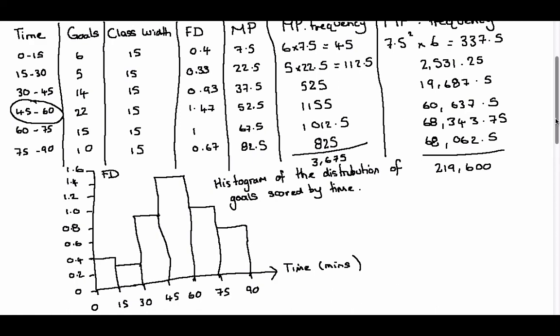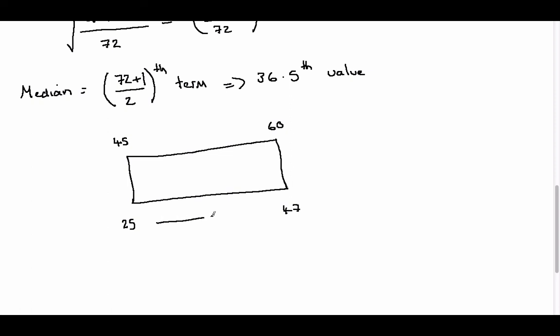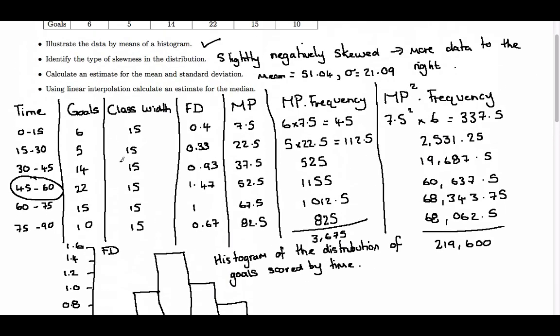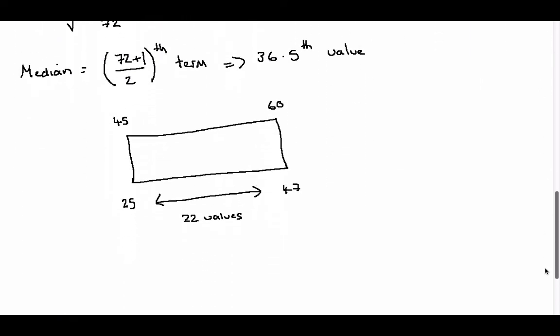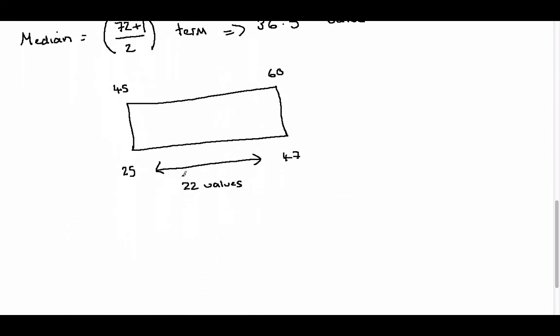So what I do, I draw a box. So the 45th minute and the 60th minute, and that is 25 up to the 47th value. So I have 22 values here, which I can see from here. There's 22 values here. So all I now need to do is use linear interpolation to calculate the median.